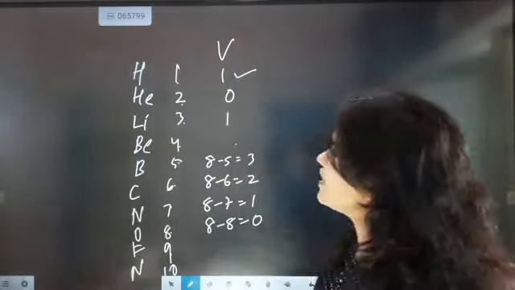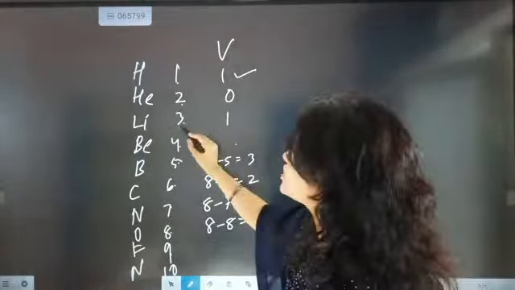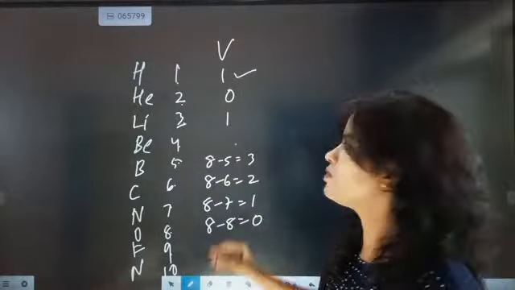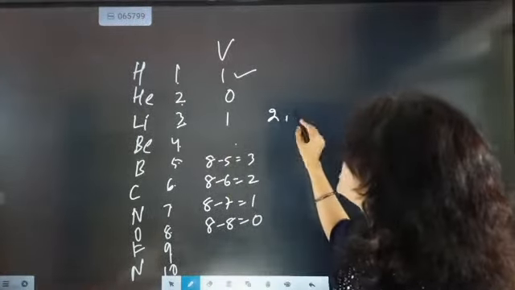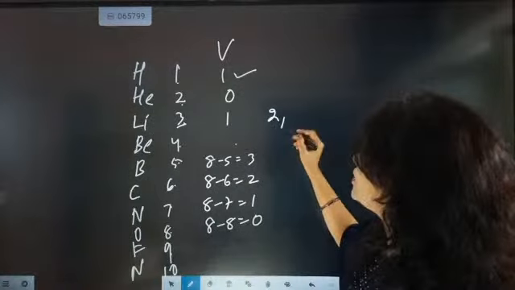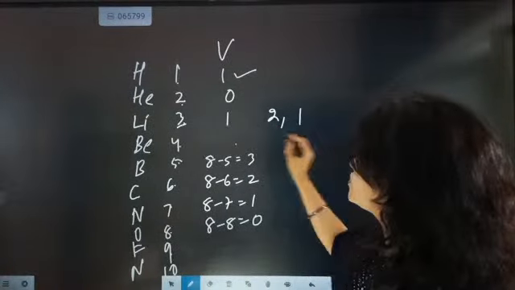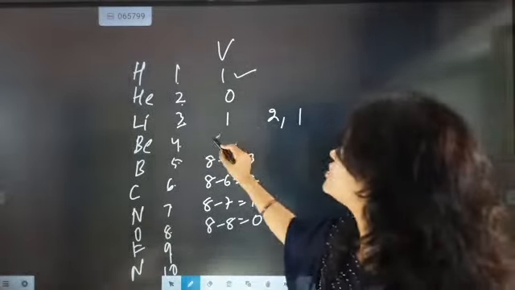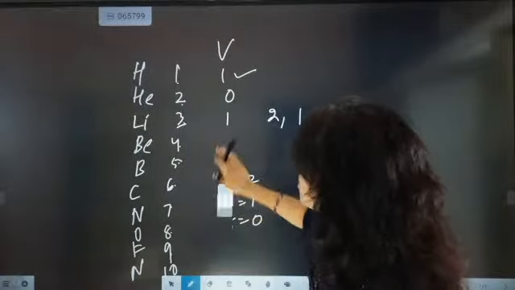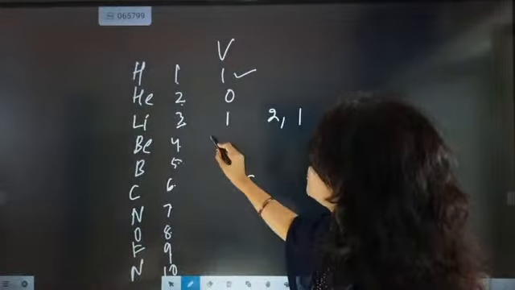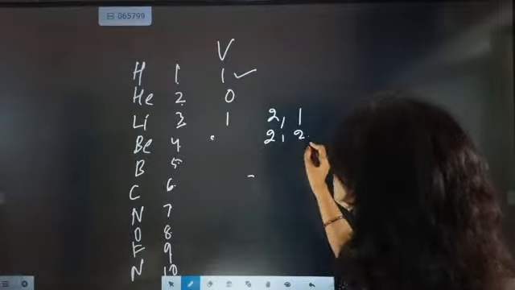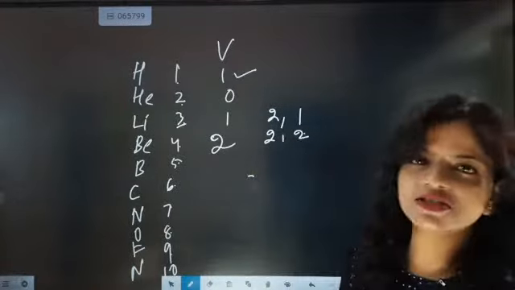After that, here the valency will become 1, because the first orbit has 2 electrons. For lithium, it is 2 in the first orbit and 1 in the second orbit, so the valency is 1. For beryllium, the first orbit has 2 and the second orbit has 2, so the outermost orbit has 2 electrons and the valency is 2.